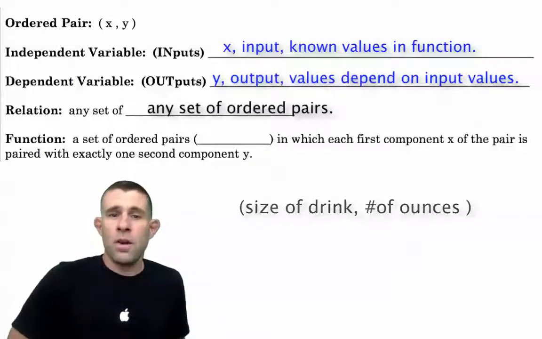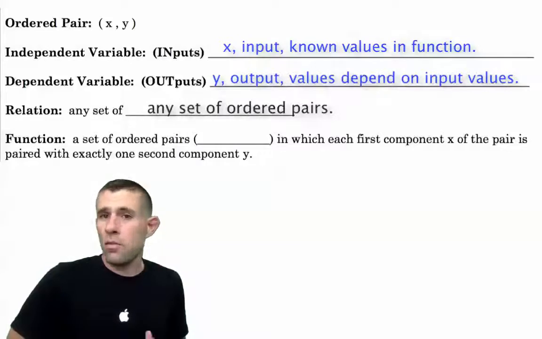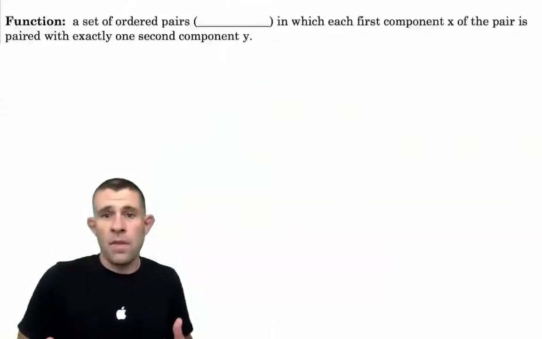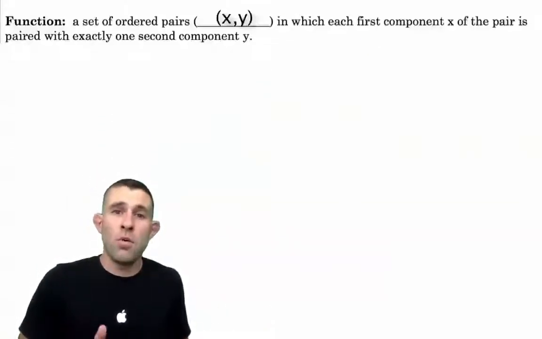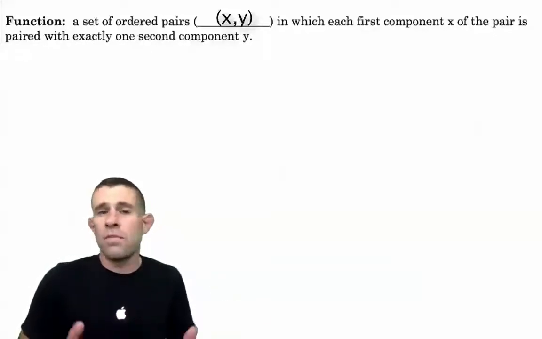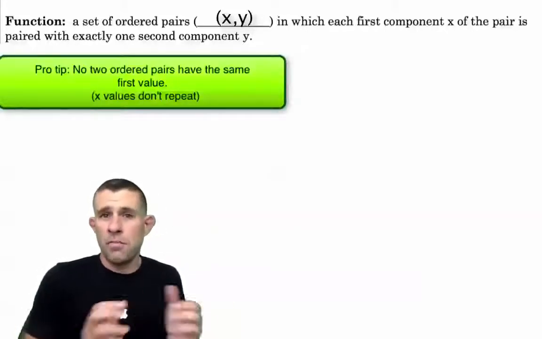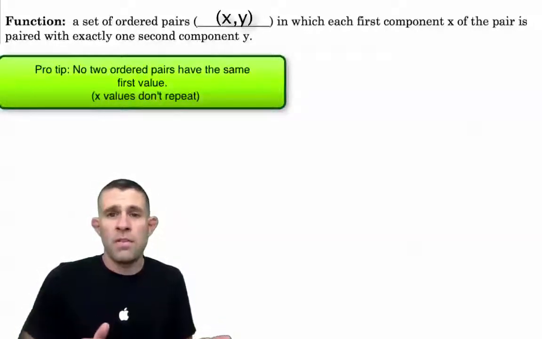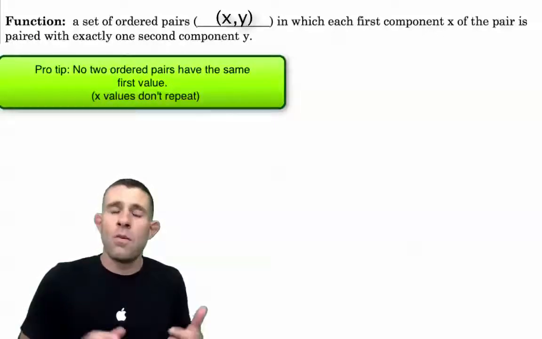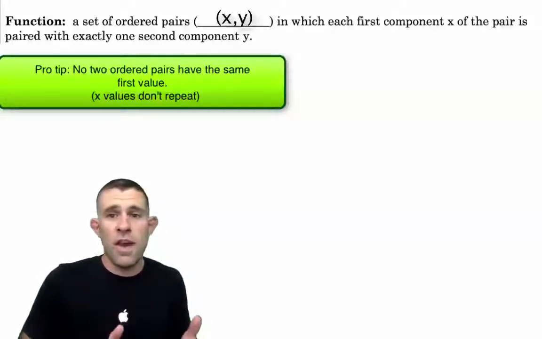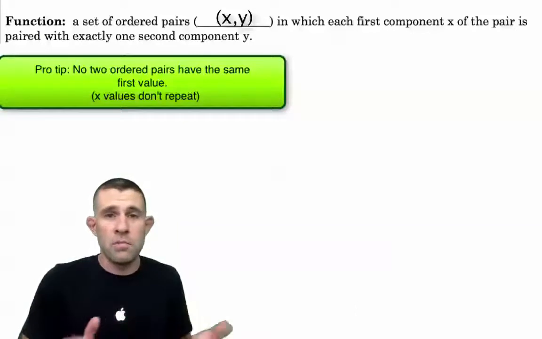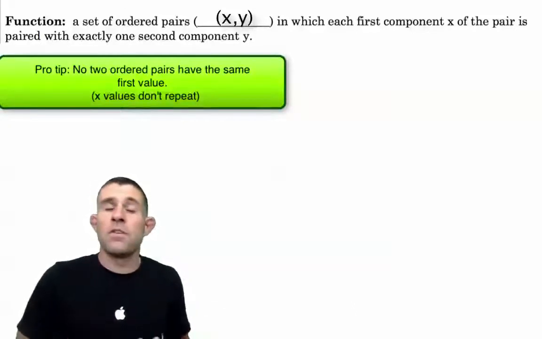How about a function? Well, a function is simply a set of ordered pairs, x and y, in which each first component, typically the x, is paired with exactly one of the second component, y. Now, a little pro tip to kind of spotting that, and a way to think about that, is that no two ordered pairs will have the same first value or the same first input. So take a look at a few of our examples.